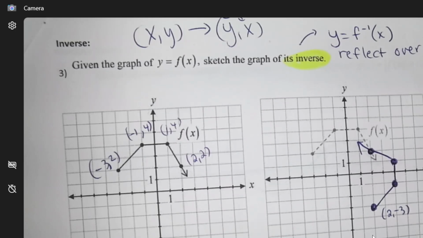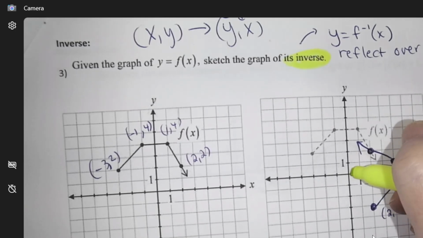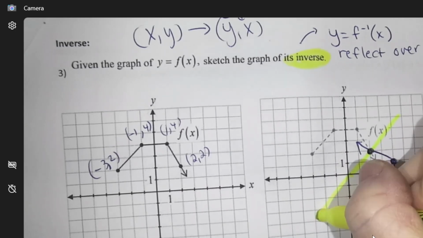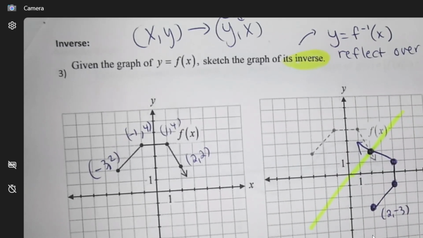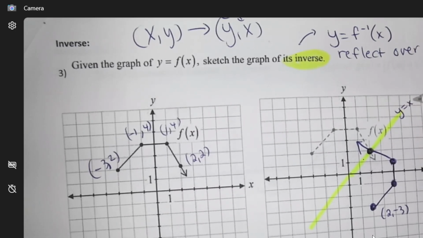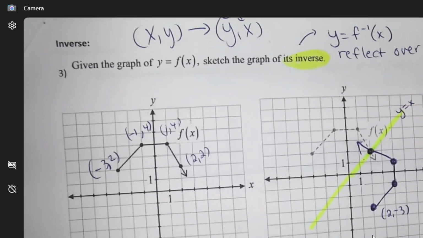Okay, I'm gonna draw the imaginary diagonal. That's that imaginary diagonal. Y equals x, that's the imaginary. Does it reflect? Do you see it? That diagonal reflection. Okay.